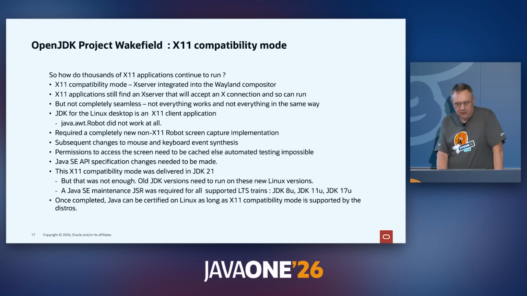So X11 compatibility mode: if we have a Wayland server and it does not support X11 at all, how do the thousands of X11 applications run? Basically, there's an X server integrated into that Wayland compositor. So if you're an X11 application, which is really what the JDK is today, it says, where's the X server? And this thing answers on TCP port 6000, and we're good. Sort of.